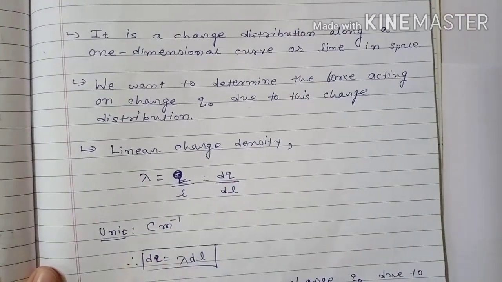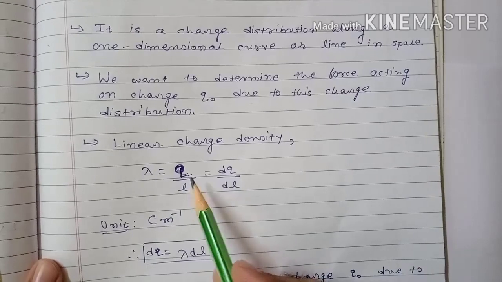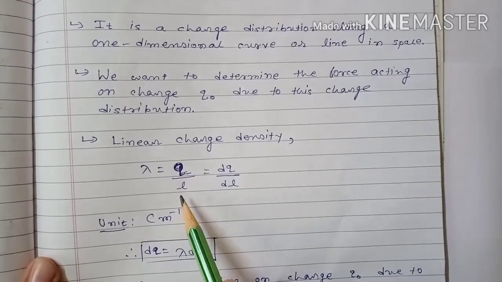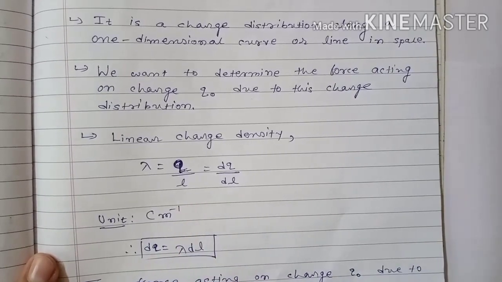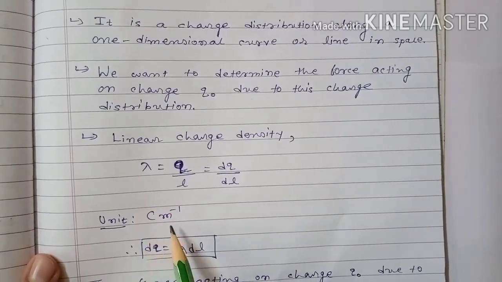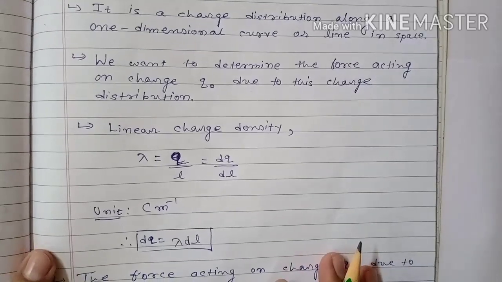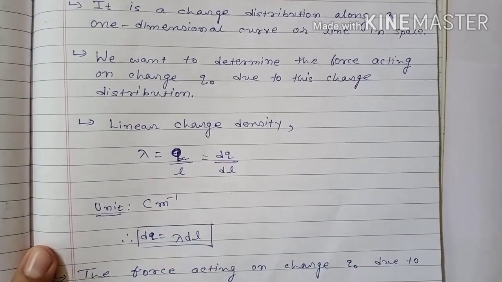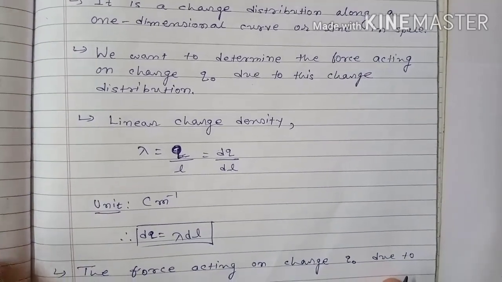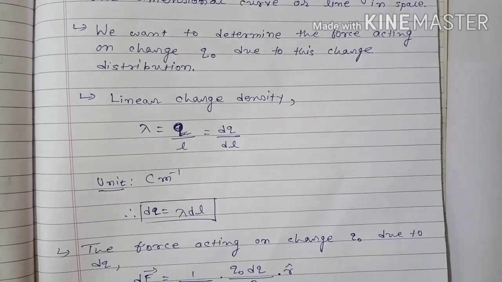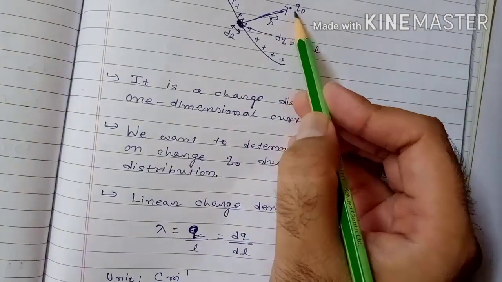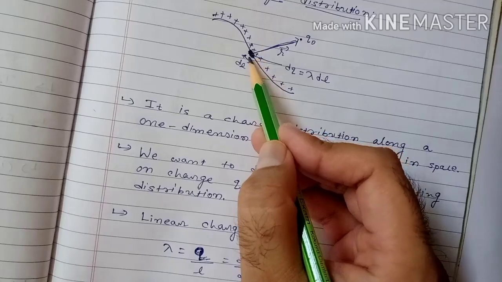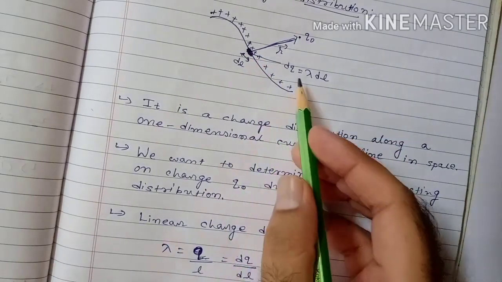The SI unit of linear charge density is coulomb per meter. The unit of charge, that is coulomb, upon the unit of length, that is meter. So the unit of lambda is coulomb meter inverse. If we make dq the subject, then dq is equal to lambda dl. Now we have to find the force acting on charge Q0 due to the charge contained in this small element, that is dq.